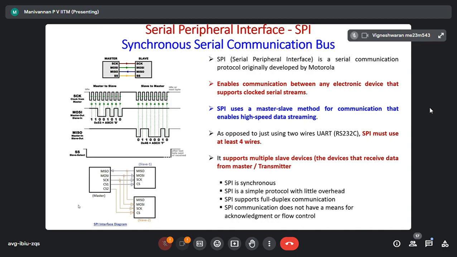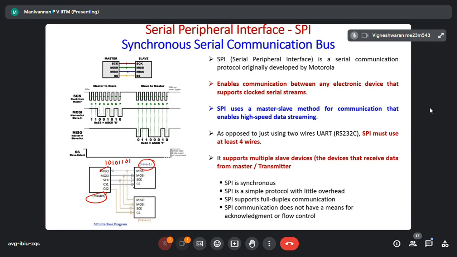Now if I select more slaves, how many are possible? Two slaves are possible here. In the case of serial peripheral, you can connect more than two slaves. Okay. So now I want to transmit the data 10101101. Correct? This data is in the master, and I want to send it to this slave 1.